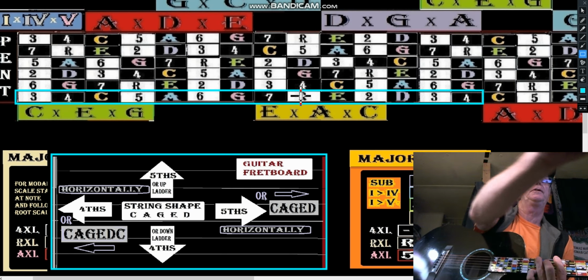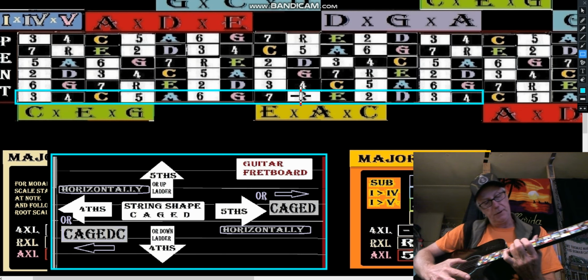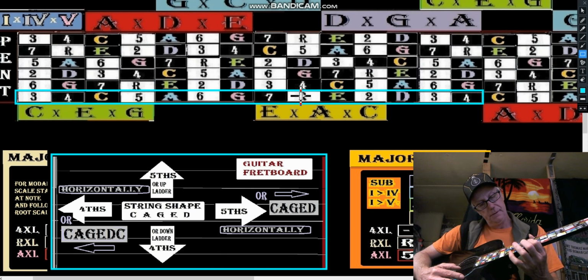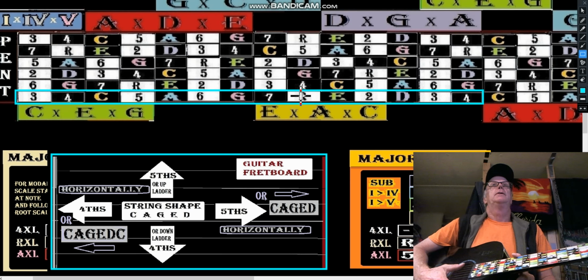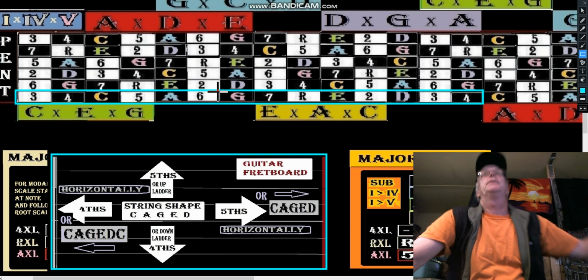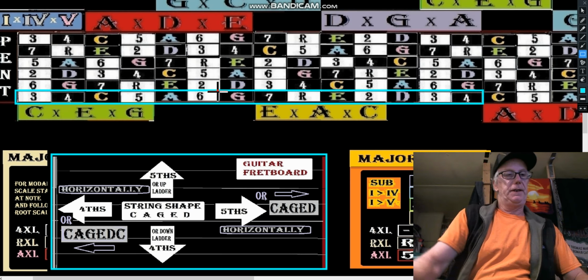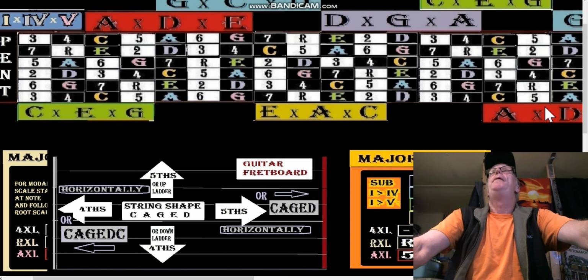G-shaped C is usually root. Okay, so with that G-shaped C, we want to look at what's going on with the string shapes. The very string shapes, I'm going to show you here with the diagram up here. Okay, we'll get back to using the. So we've got our G shape here.